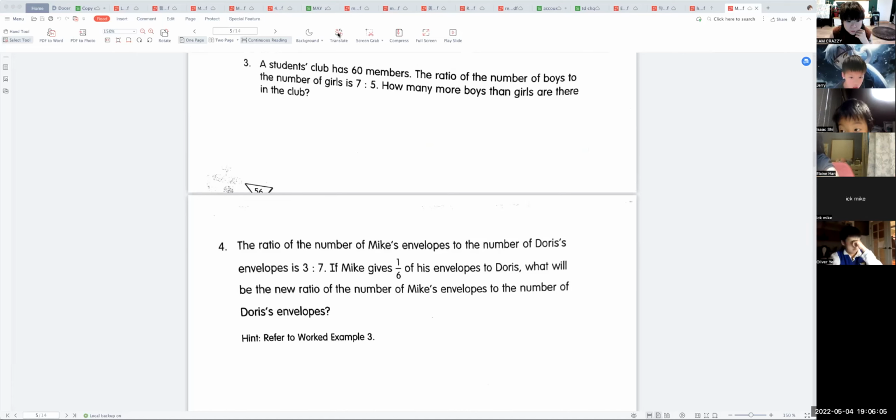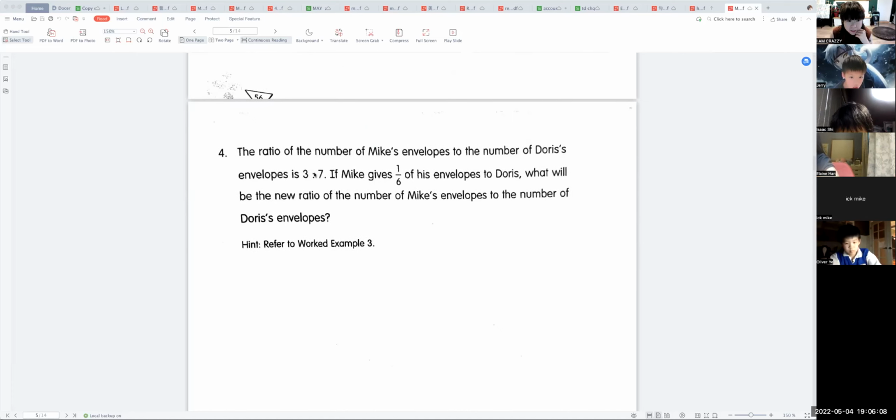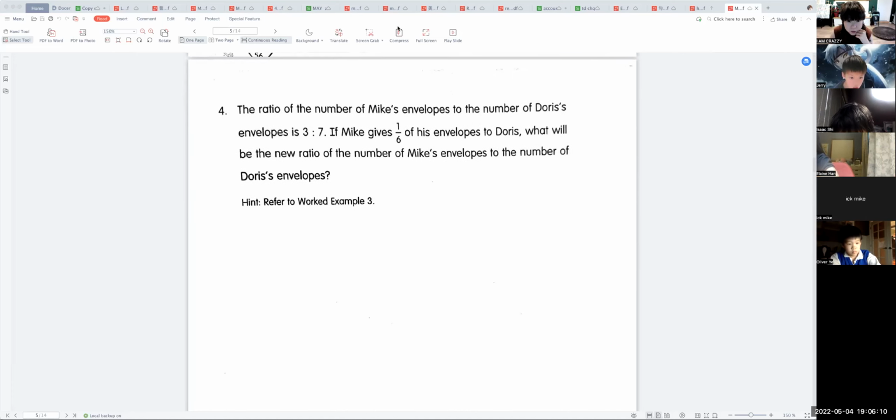Okay, so this question, we're not going to spend any more time, but let's take a look at number 4, the envelope questions. The ratio of the number of Mike's envelopes to the number of Doris's envelopes is 3 to 7. So this is Mike, Mike is 3 and Doris is 7. Like I said, Mike gives 1/6 of his envelopes to Doris. Is it okay that it is really 6 envelopes that Mike has? Because 3 cannot be divisible by 6.